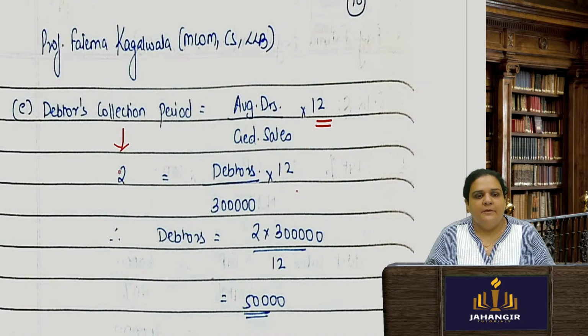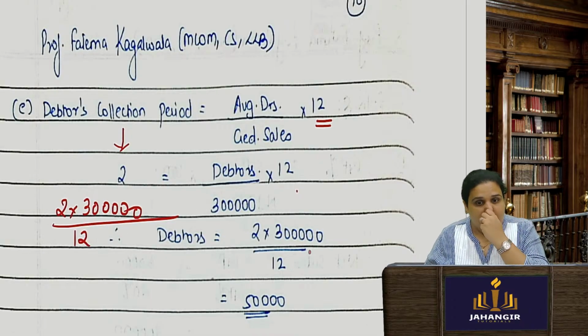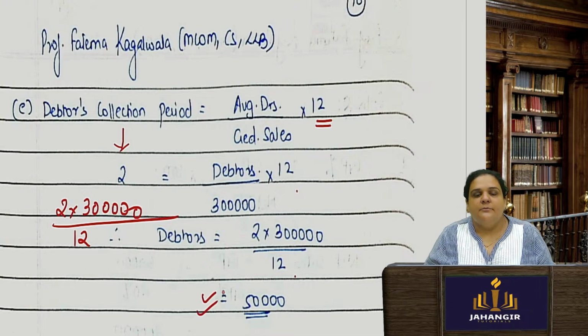So debtors will be what? 2 into 3 lakhs. The 3 lakhs will go on the other side, and 12 will come on this side, so it will be in the form of division. So 2 into 3 lakhs divided by 12. Debtors will be 50,000.